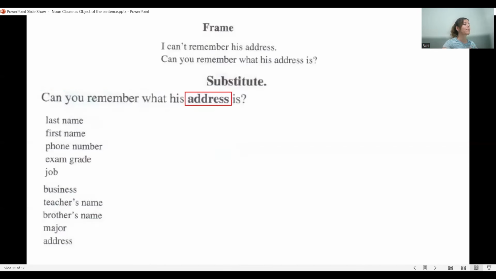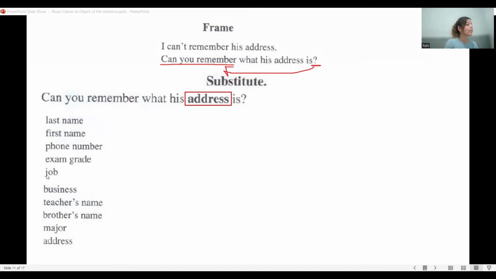Next exercise. So we have the sentence, I can't remember his address. Now we have, can you remember? So it starts like a question, right? It has the format of a question. So look at the end of this noun clause. We have a question mark at the end. Can you remember what his address is? Question mark. Why question mark? Because it begins like a question.